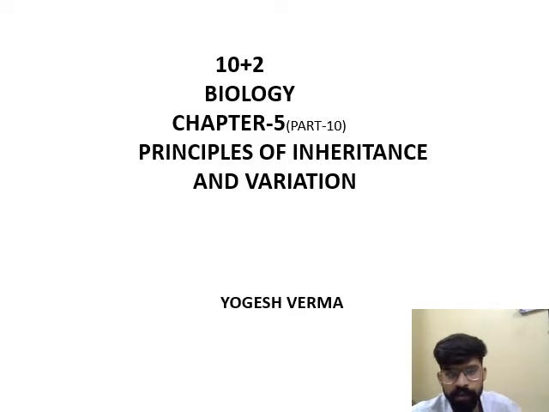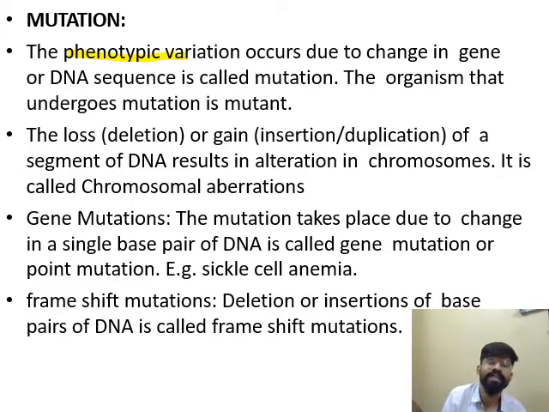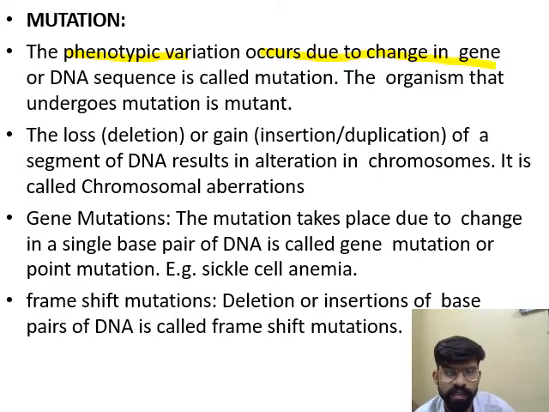This is the 10th part of the chapter Principle of Inheritance and Variation, and in this part we will cover mutation. Simply, a change in the gene sequence is known as mutation, and when the genes are changed in any organism, it will lead to phenotype variation also. Means the phenotype expression will also change. If the gene is changed, then the phenotype expression will also change. So phenotype variation that occurs due to a change in the gene or the DNA sequence is called mutation.